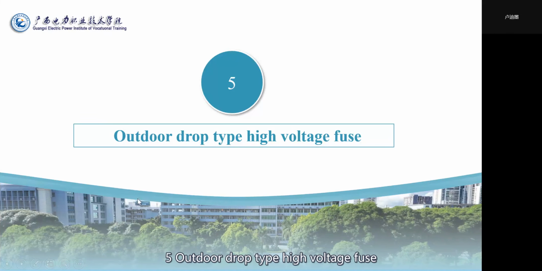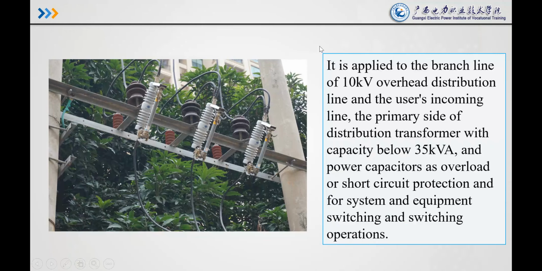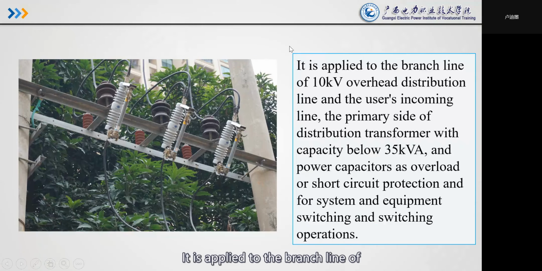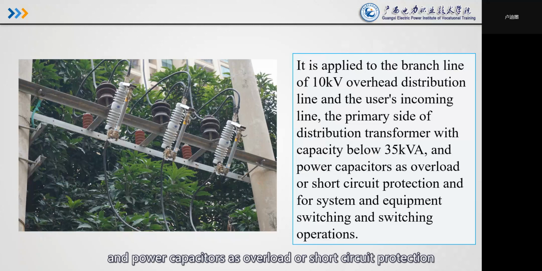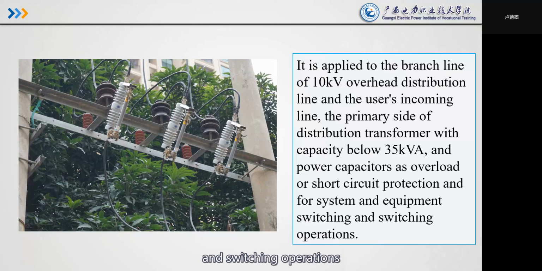Five. Outdoor drop-type high voltage fuses. It is applied to the branch line of 10,000-volt overhead distribution lines and the user's incoming line, and to the primary side of distribution transformers with capacity below 35,000 volt-amperes and power capacitors as overload or short circuit protection, and for system and equipment switching operations.